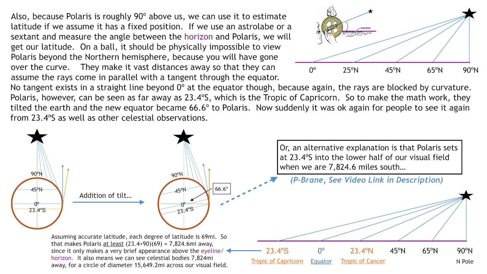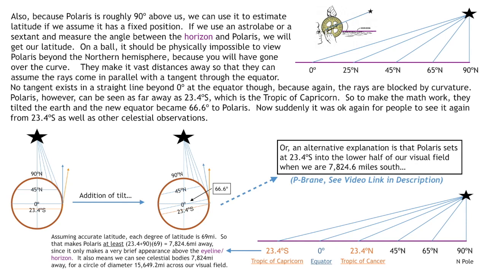Also, because Polaris is roughly 90 degrees above us at the North Pole, we can use it to estimate our latitude if we assume it has a fixed position. So if we use an astrolabe or a sextant and measure the angle between the horizon and Polaris, we will get our latitude. On a ball, it should be physically impossible to view Polaris beyond the northern hemisphere because you will have gone over the curve.